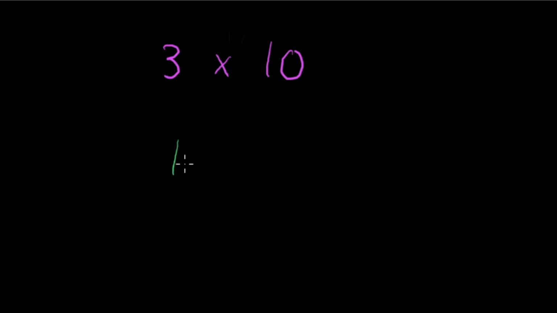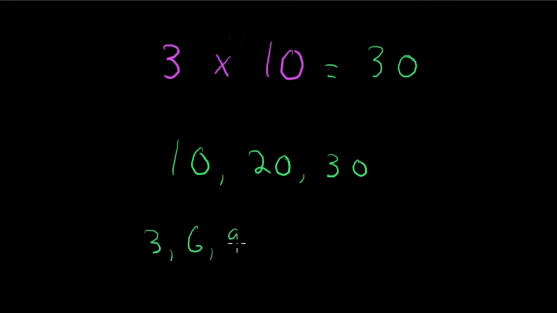So I would go 10. What comes after 10? 10, 20, 30. What's 3 times 10 equal? 30. You could do 3, 6, 9, 12, and keep skip counting by 3s all the way till you get to 30. It's going to take you 10 times, which is going to take you a lot longer, but it's doable. All right, let me show you another one.